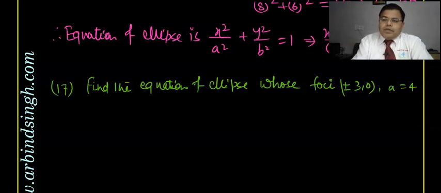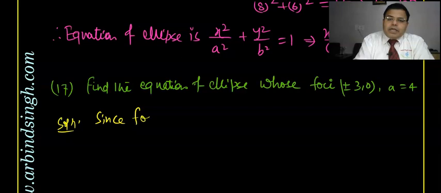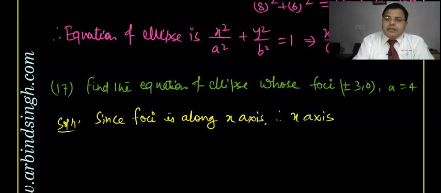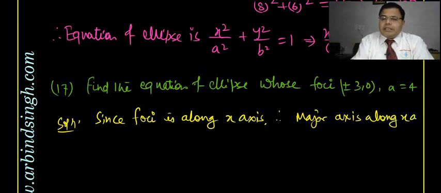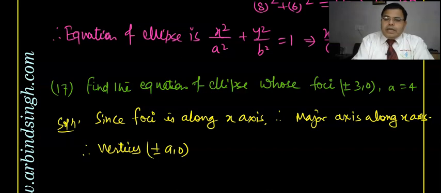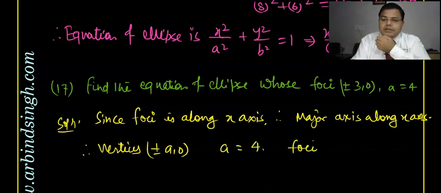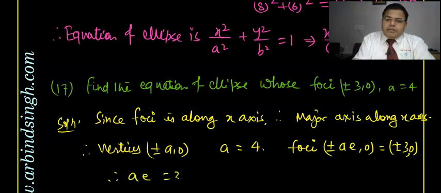The solution can be written as: since the foci are along the x-axis, the major axis is along the x-axis, and therefore the vertices are plus minus a comma 0, and a is 4 given here, and the foci are plus minus c comma 0, that is given as plus minus 3 comma 0, right? So c is equal to 3, and since a is equal to 4, therefore e is equal to 3 by 4.